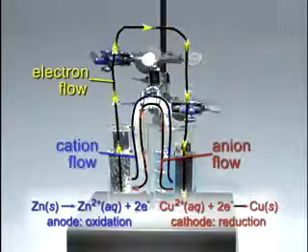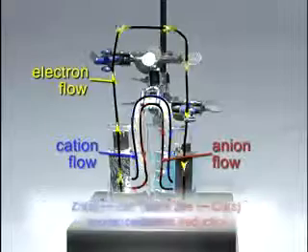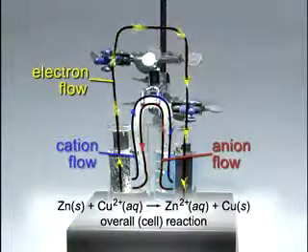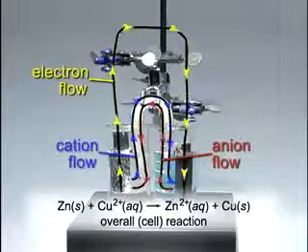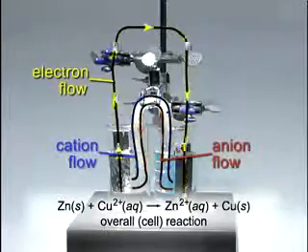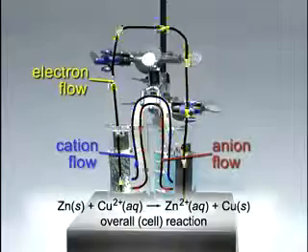The oxidation of zinc metal in the anode combines with the reduction of copper-2 ion in the cathode to give the overall cell reaction. Under standard conditions, this cell generates 1.10 volts of electricity.